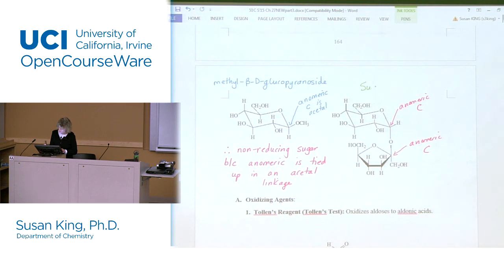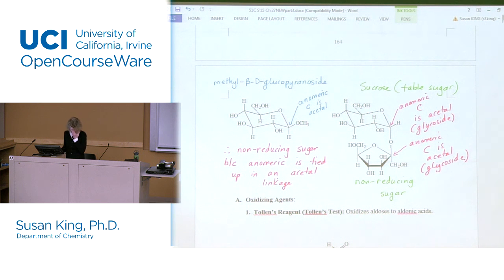So this is sucrose, or table sugar, and it is a non-reducing sugar. That's because the anomeric carbon is an acetal, or you can also say glycoside. Glycoside is specific to sugars. Anomeric carbon is an acetal, so a glycoside. All right, so both of those are not going to react with mild oxidizing agents.